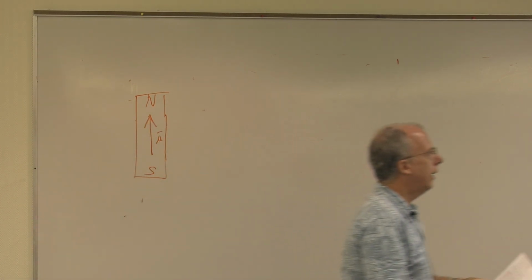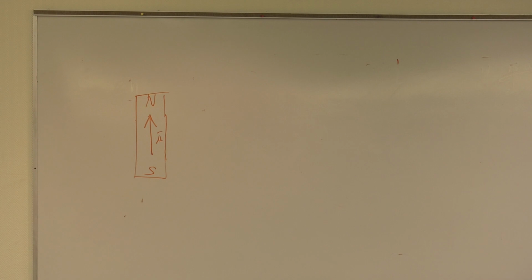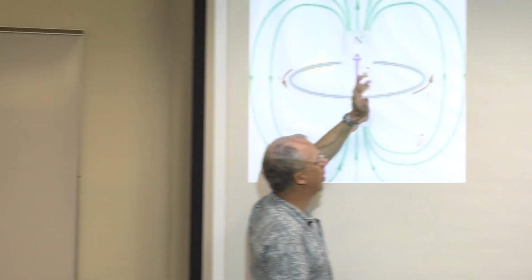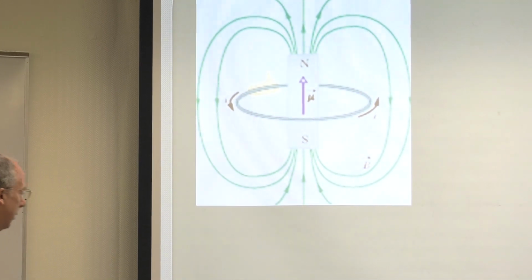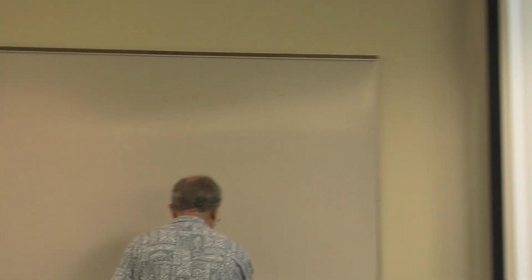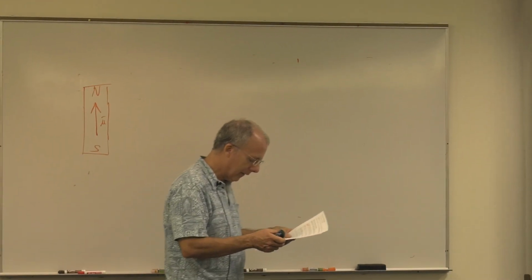The magnetic moment is a vector. It points from the south pole of the magnet to the north pole, and it gives you some kind of indication of how strong the magnetic field is. That's all you need to know.